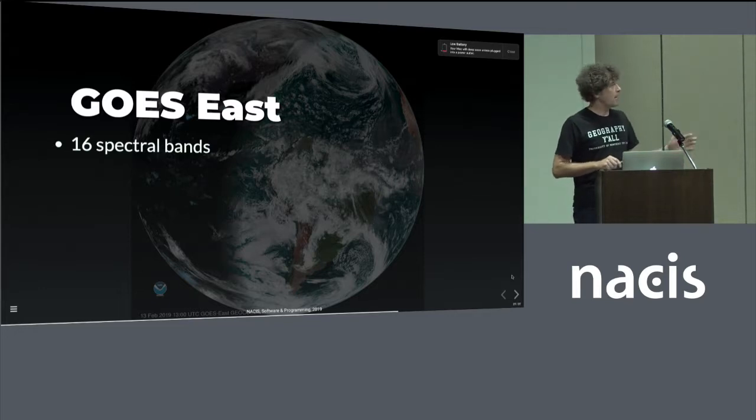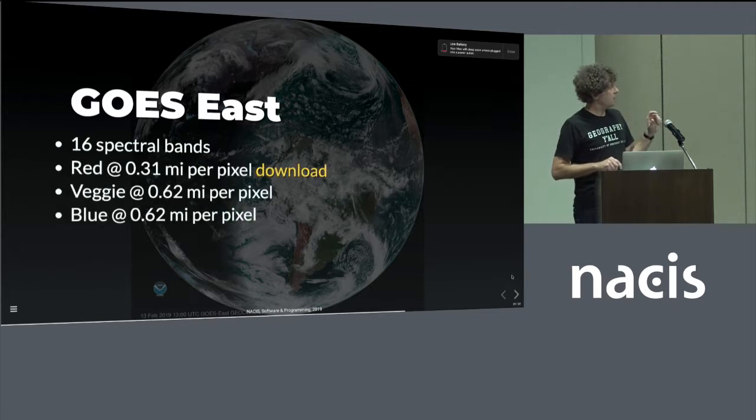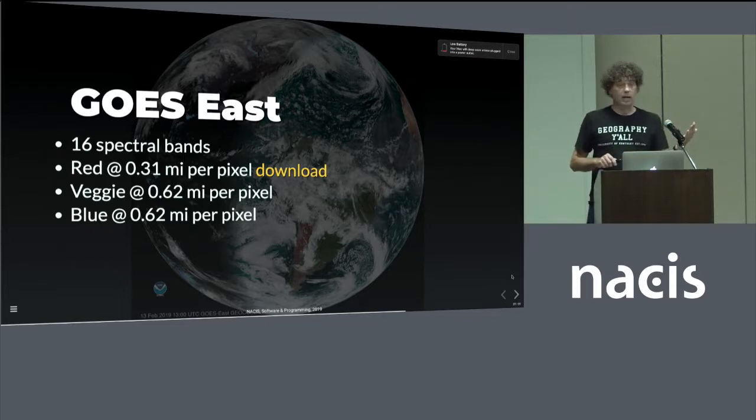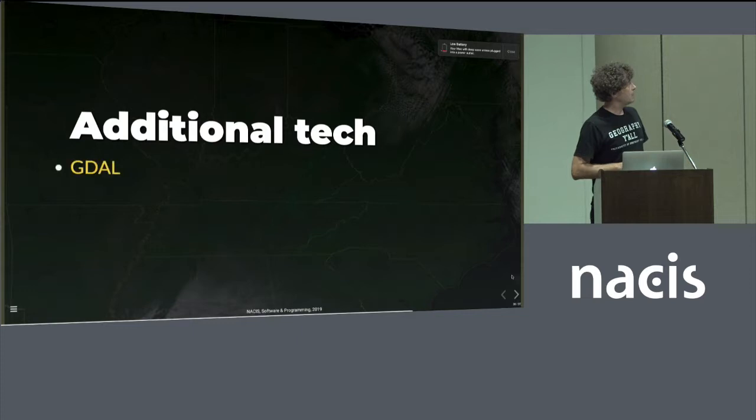And so a little background on the satellite. It has 16 spectral bands. We pull out the red, the veggie, which isn't green, and the blue to create black and white. So the black and white image here is higher resolution than the other bands. And when we combine these with GDAL, we don't get an RGB image. It's different. It's very green, at least in my recipe. It's very green. So let's take a look at the additional tech required.